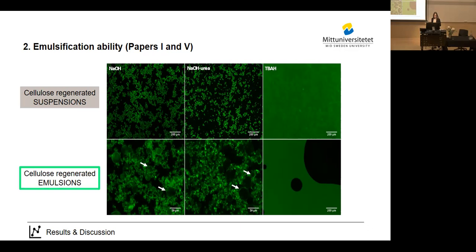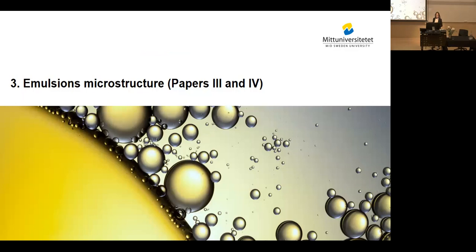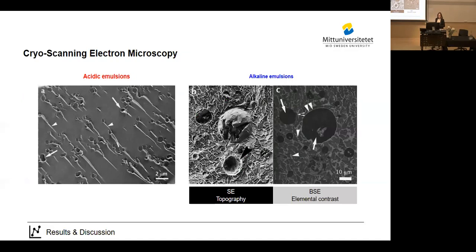Now, going to the emulsions, the analysis of the emulsions' microstructure for both acidic and alkaline media. In acidic systems, this was done by cryo-scanning electron microscopy, as you can see. It was possible to infer the topography of the surface of the droplets, and we could see the rims of cellulose around the droplets, stabilizing them. In alkaline emulsions, it was possible to see some other features, probably also due to the larger droplets that were found.